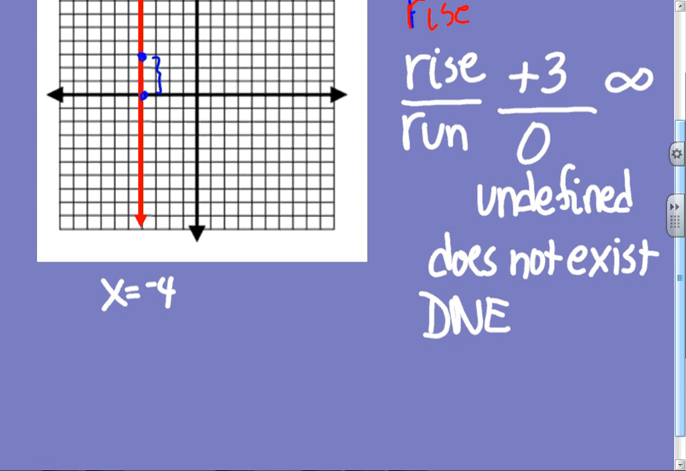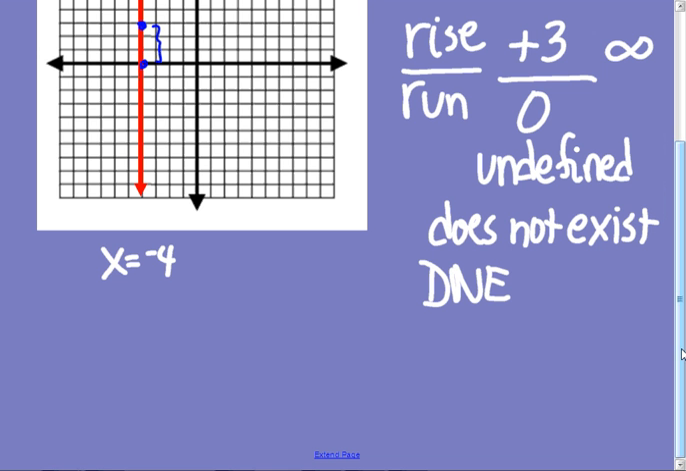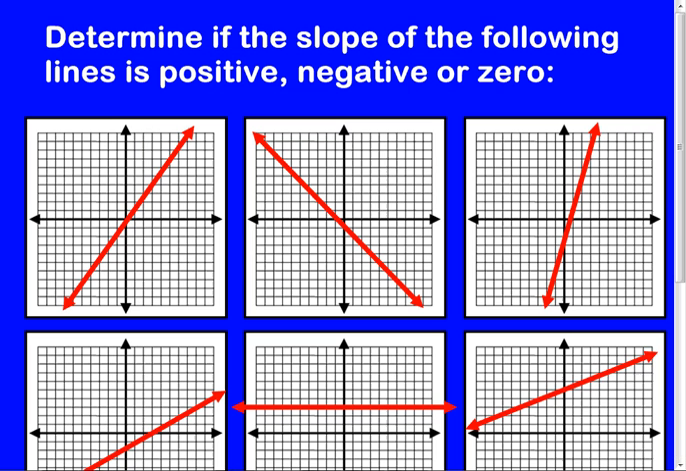It doesn't exist. Another term that I don't like, because I'm a skier, is no slope. Because I think it's misleading. The slope's infinitely large, big, it's huge. We just say it doesn't exist. That's the easiest way to do it. Okay, there you have some problems.